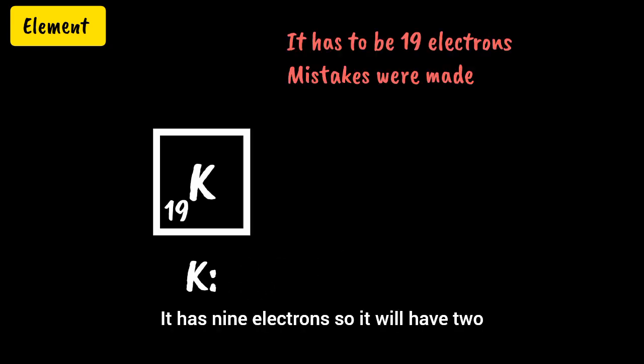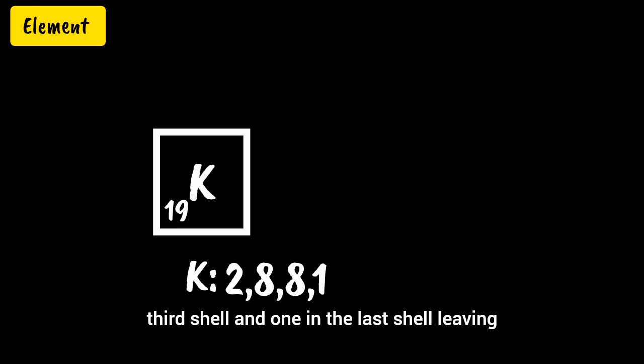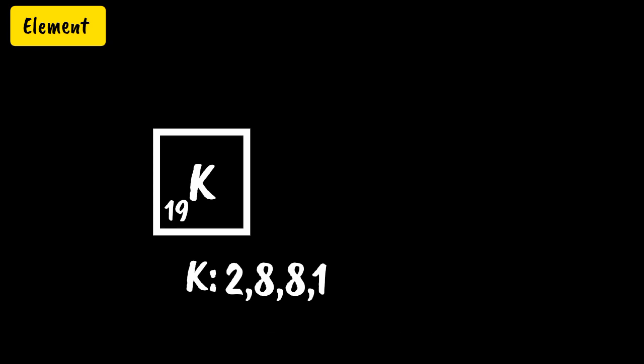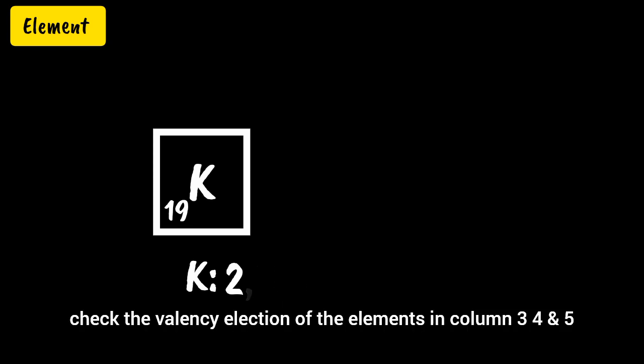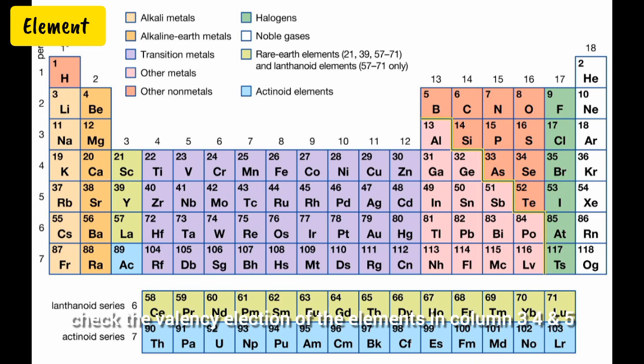Let's try potassium. It has 19 electrons, so it will have 2 in its first shell, 8 in its second shell, 8 in its third shell, and 1 in the last shell, leaving 1 valency electron again. So all these elements in group 1 have 1 valency electron. You can try this with the other elements. Check the valency electron of the elements in column 3, 4, and 5.